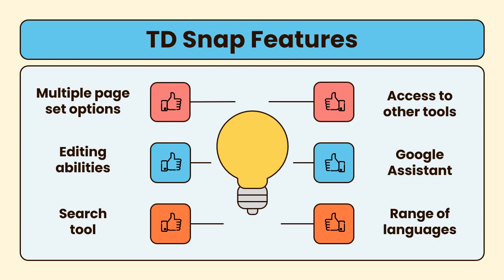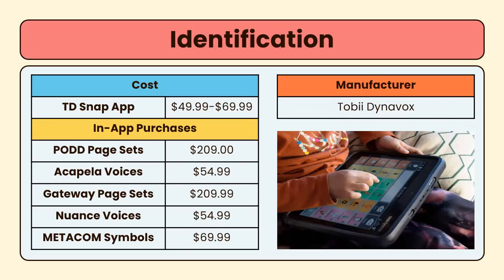TD-SNAP is constantly making changes and upgrading their program. Currently, TD-SNAP is available in 18 different languages. The cost of the TD-SNAP app is quite reasonable, ranging from $49.99 to $69.99, depending on where you purchase it from. There is also the option of buying in-app purchases to go along with the TD-SNAP app. Some of them include a variety of page sets, voices, and Metacom symbols. Tobii Dynavix manufactures the programs as well as the products that support the software.